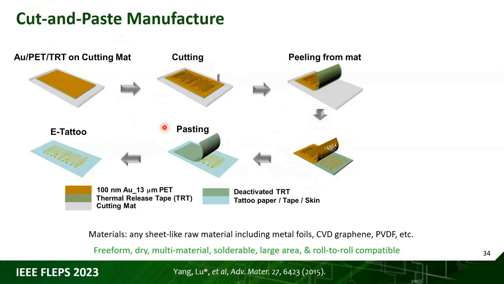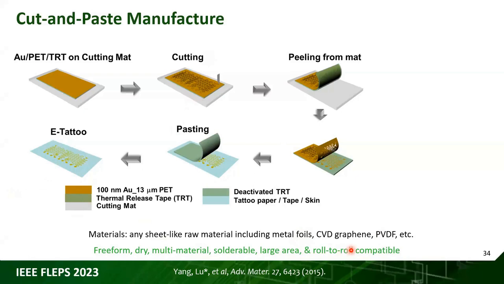It's subtractive, we're removing material, but it's free form. It's still digital, right? Just a digital cutter. It's dry, completely dry, no chemicals involved. It can be multi-material. You can do cut and paste of multiple sheets onto the same substrate, right? And it's solderable. You can directly solder on those terminals. It can be large area, and it can be potentially roll-to-roll compatible.